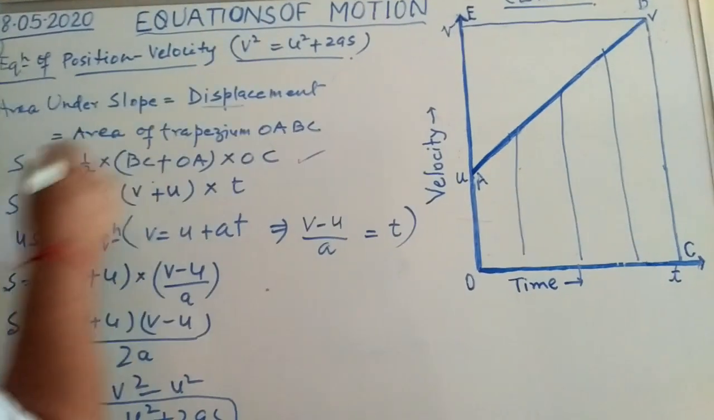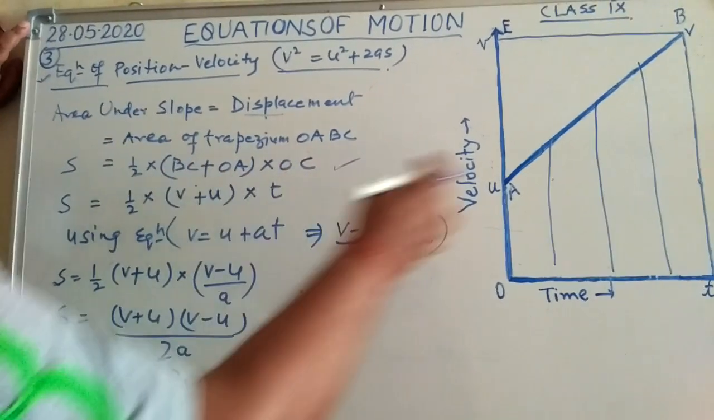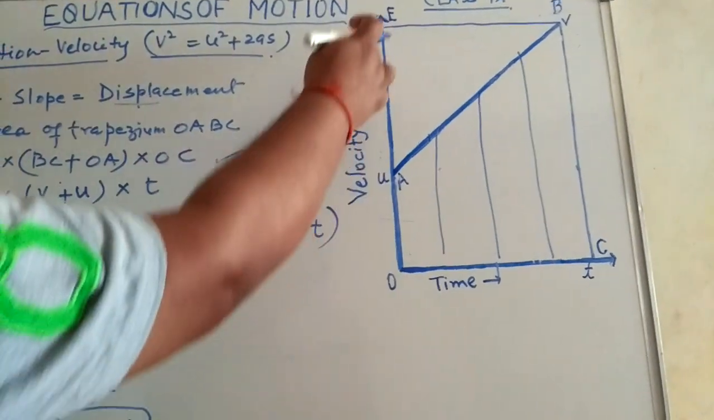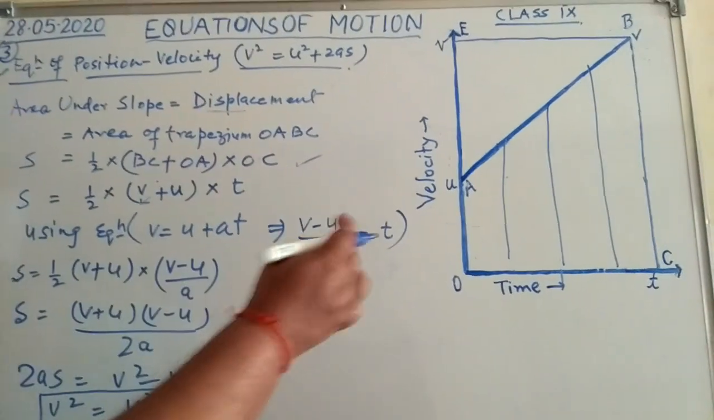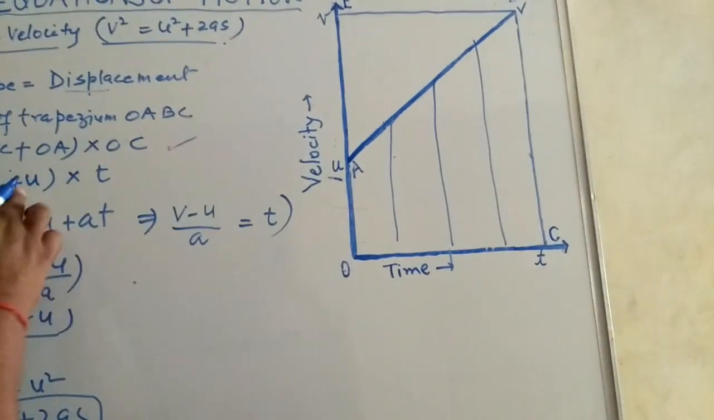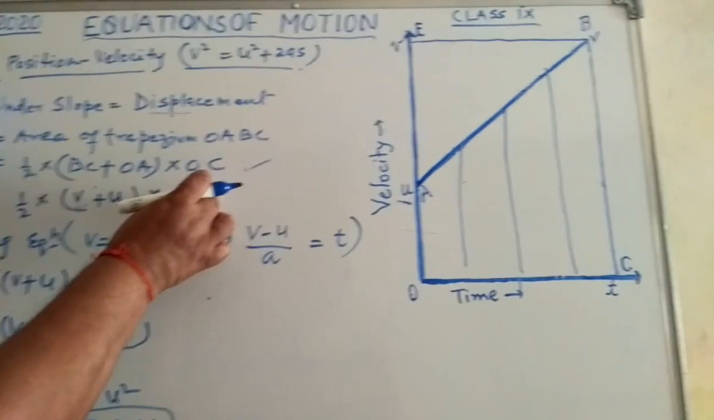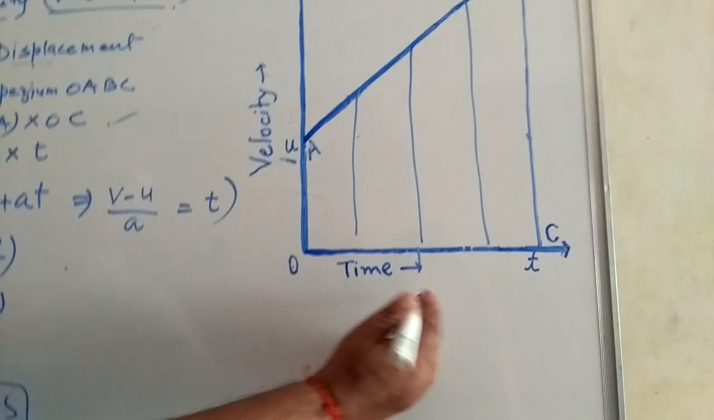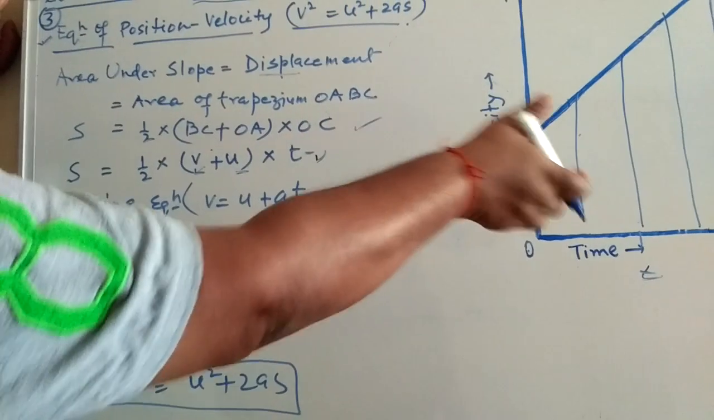We know that displacement is written as S, so here it is S equals half. In place of BC, the value is V, since VC and EO are both represented by V. And OA is the initial velocity, that is U. So plus U in brackets, into OC. OC is the time, T. So this is the value according to the figure.